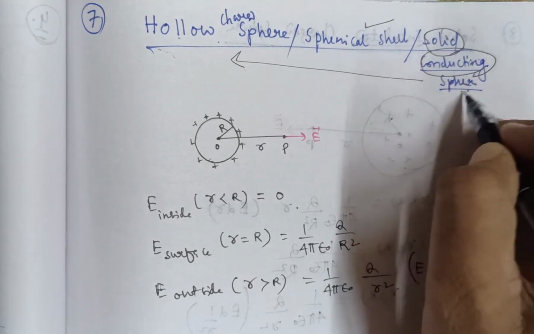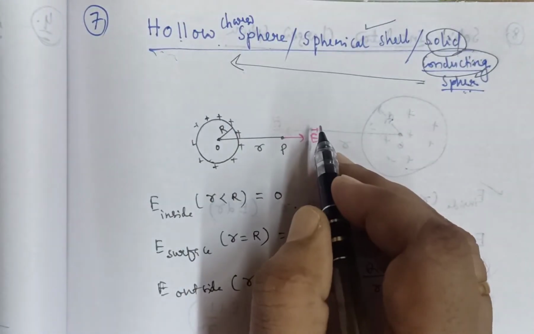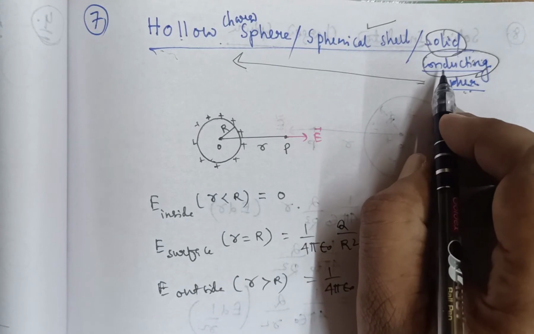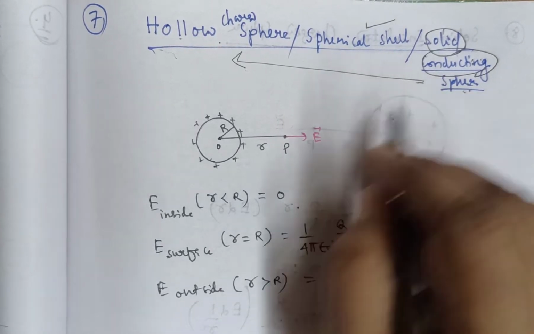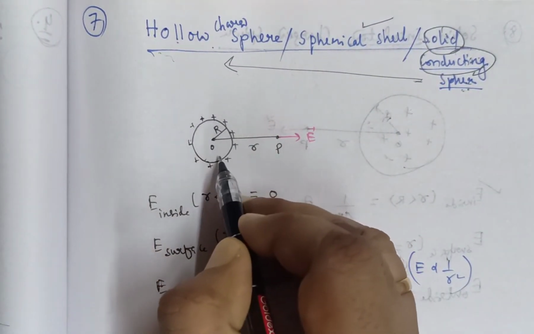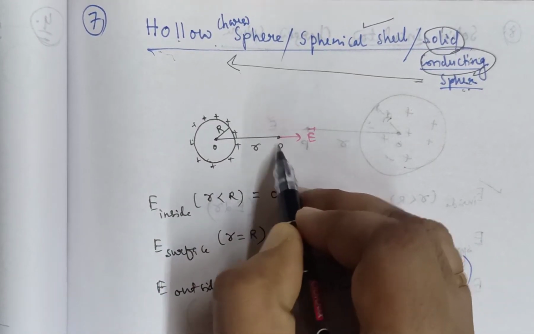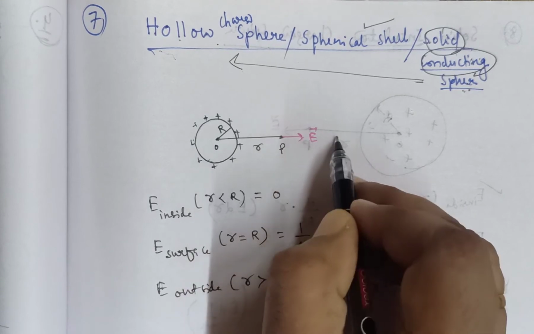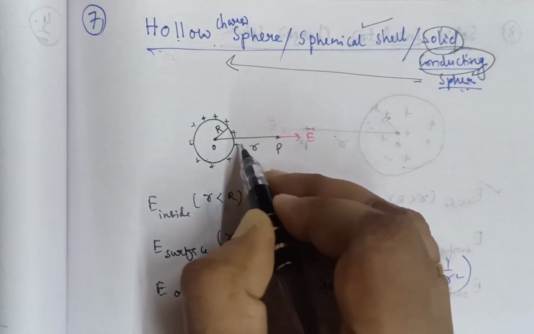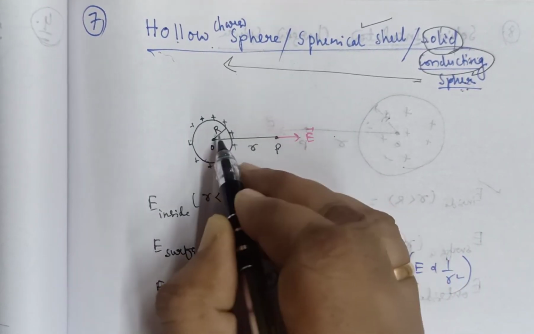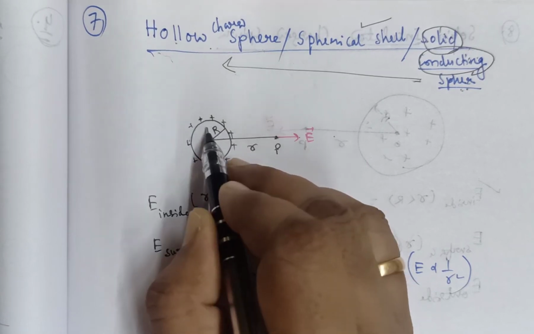For a solid conducting sphere, we can assume it as a hollow sphere because there is no charge residing inside the sphere. You see the diagram, this is a hollow charged sphere or hollow conducting solid sphere. P is the point; as it is positive charge, the direction of intensity is diverging. Small r is variable here, capital R is the radius of the sphere, it is a constant.